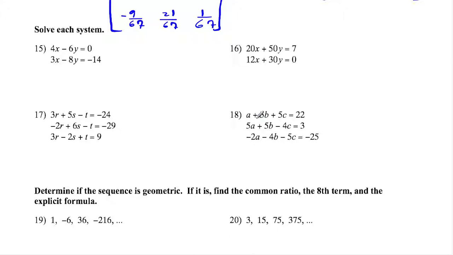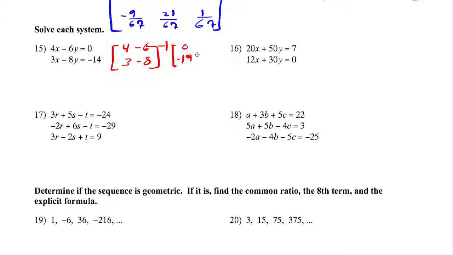So with these two, we can actually use substitution or elimination. But I'm going to set these up using our inverse matrices, and again, use a calculator to solve, to show you guys how to do that. So here we need the inverse of our matrix of coefficients. So that's 4, -6, 3, -8. And we're going to take the inverse there, and we're going to multiply that by our matrix of constants.